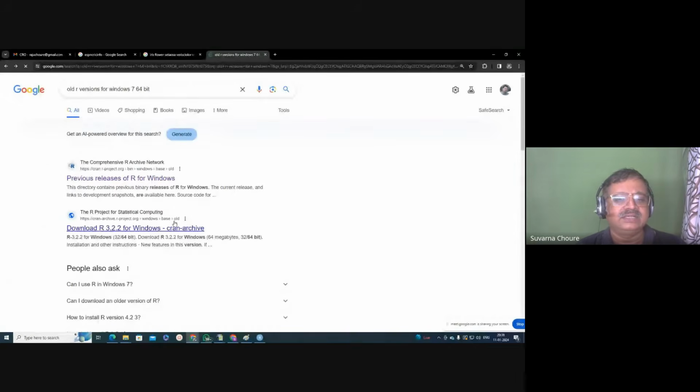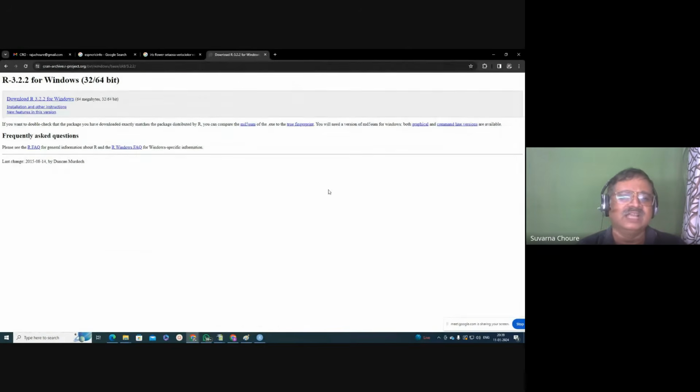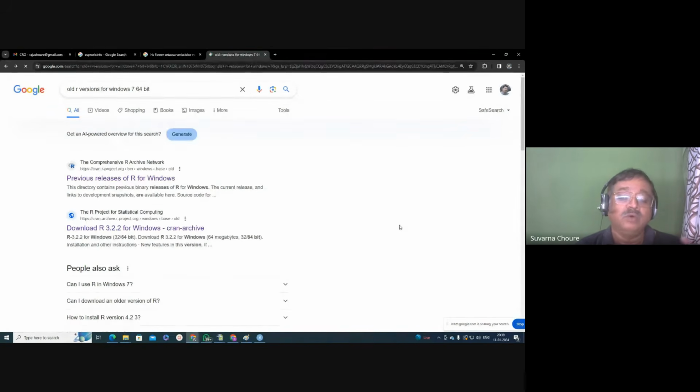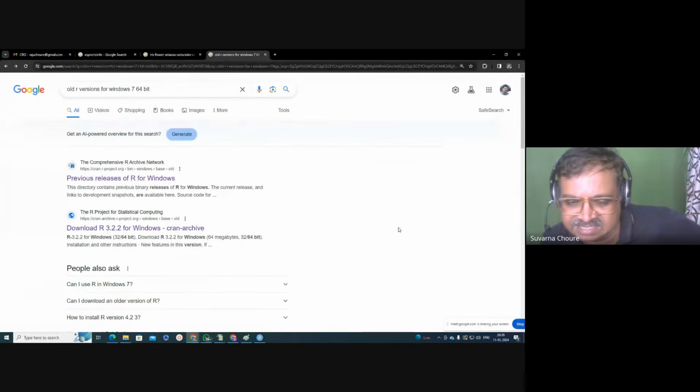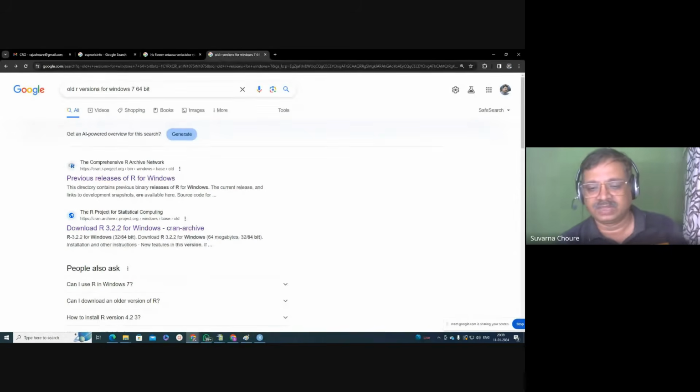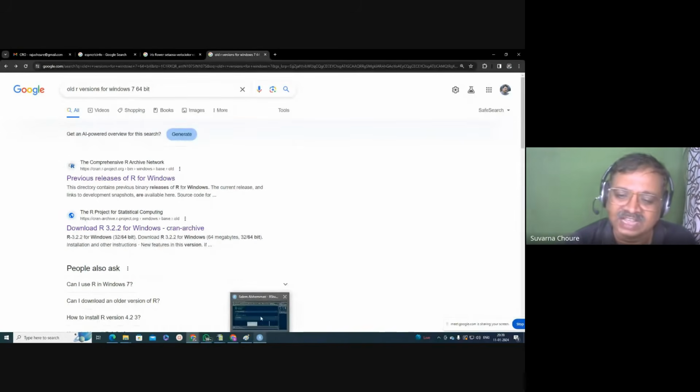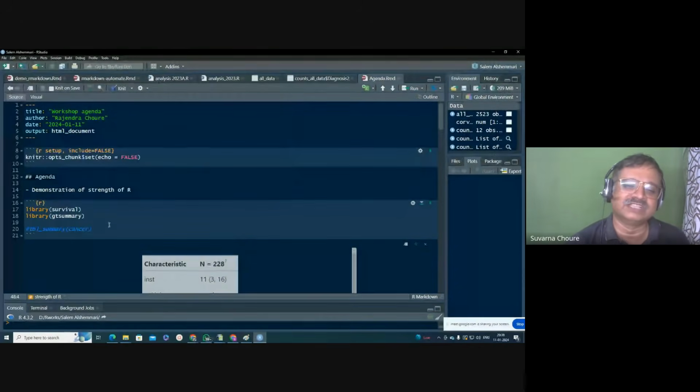Now I'll go back. Download R 3.2.2 for this one. 3.2.2, I don't know, the recent version is 4.2, but it's always good to have the most recent version of R, the most recent version of these free software, because they come up with many advances. The older versions are not that helpful. Many of those packages may not work there.